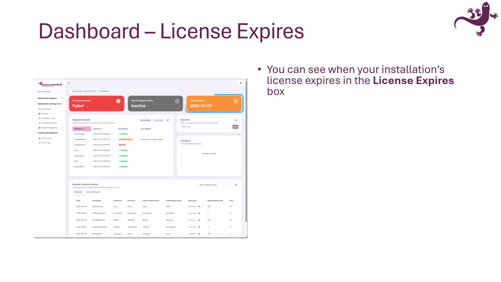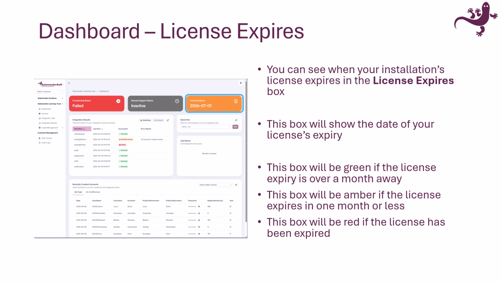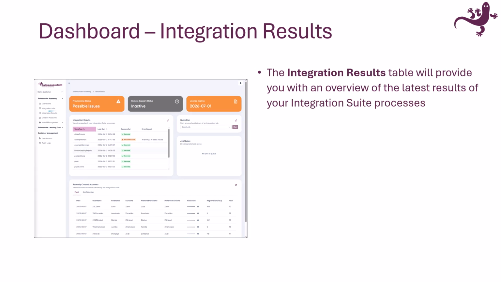You can see when your installation's license expires in the License Expires box. This box will show the date of your license's expiry. The box will be green if the expiry is over a month away. The box will be amber if the license expires in 1 month or less. And the box will be red if the license has already expired.